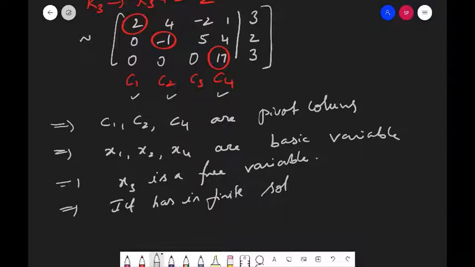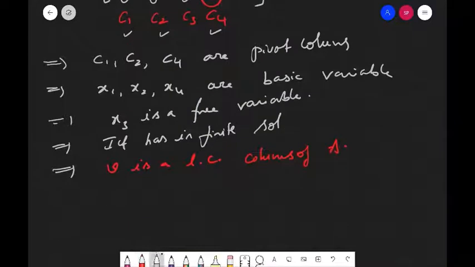which implies I can say B, not B, whatever vector you are given here, that is not B, it is V. The second vector V is a linear combination of columns of A. That implies V belongs to column A. This is what we have done.